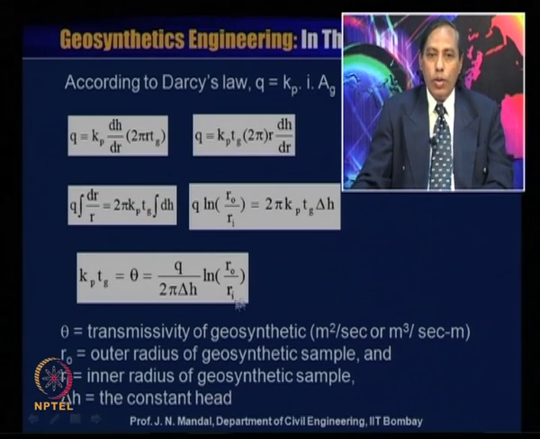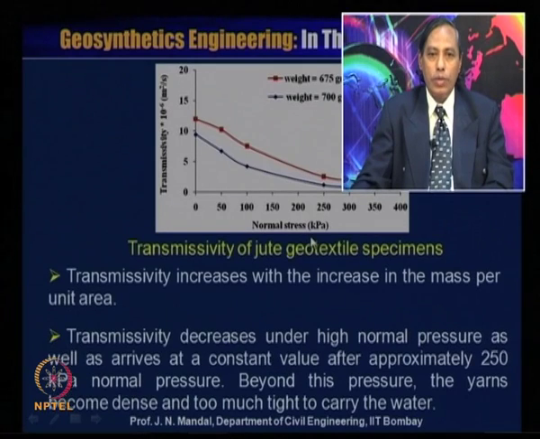So, if you know the quantity of water passed through this, if you know delta H, the outer radius of the geosynthetic sample and the inner radius of the geosynthetic sample, you can calculate the transmissivity of the geosynthetic material, that is in meter square per second.